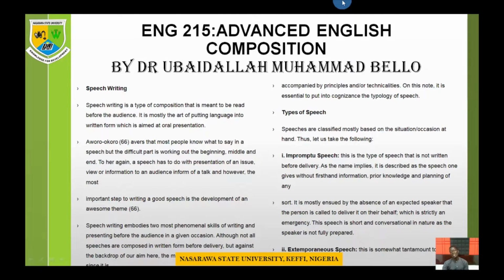The next one is extemporaneous speech. Anything extemporaneous is also something unexpected. But what is the difference between impromptu and extemporaneous? In impromptu, we say it is an emergency. You only hear your name being called for you to deliver. No prior knowledge, no first-hand information. But this one, if the expected speaker of that speech is not present, the MC would approach you while sitting down.